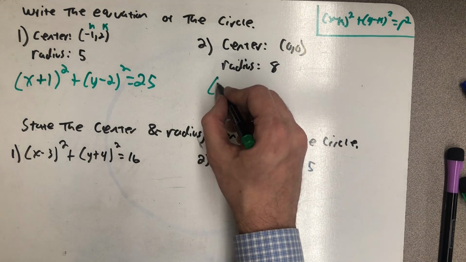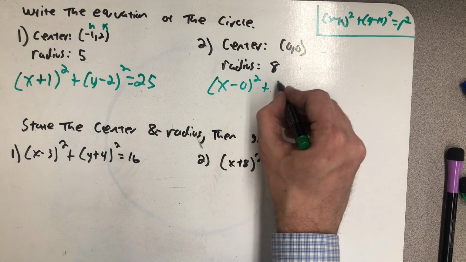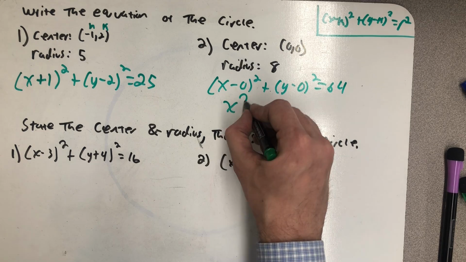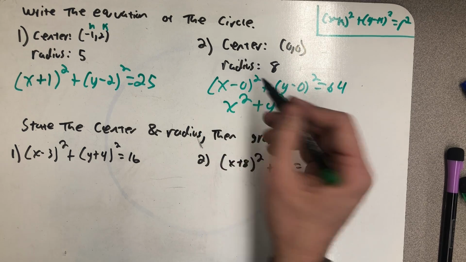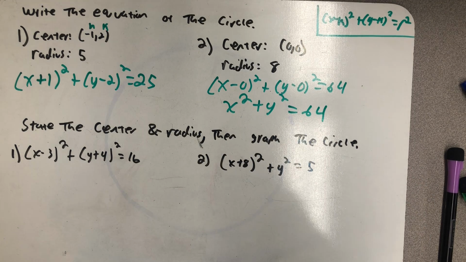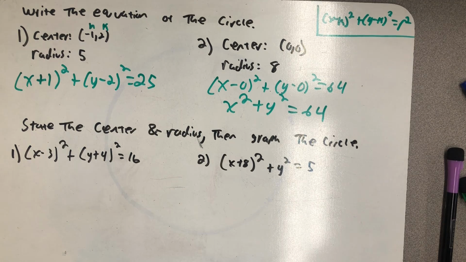Centered at 0, 0, so I have x minus 0 all squared plus y minus 0 all squared equals 64, but I realize that simplifies to this. I don't really need to write down those minus zeros in there. So I have x squared plus y squared equals 64.